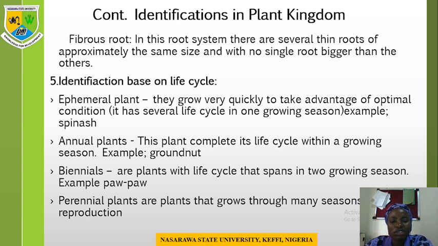They absorb nutrients as well as water, but they also give balance to the plants.